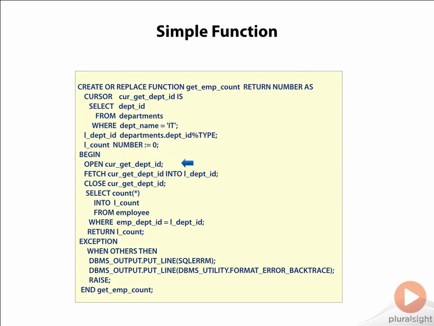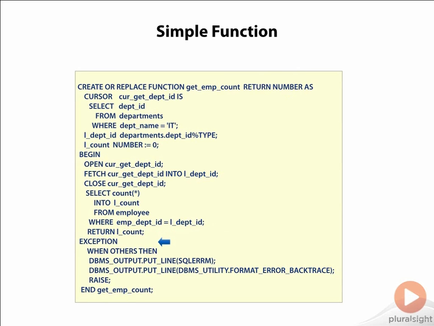First, we open the cursor cur_get_dptid. We fetch the results of the cursor into ldptid. Then we close the cursor. After having obtained the department ID, we now get the count of employees by issuing select count(*) into lcount from employees, where empdptid is equal to the ldptid which we just fetched. We finally return the result as return lcount, which is a number type which the function is expected to return.